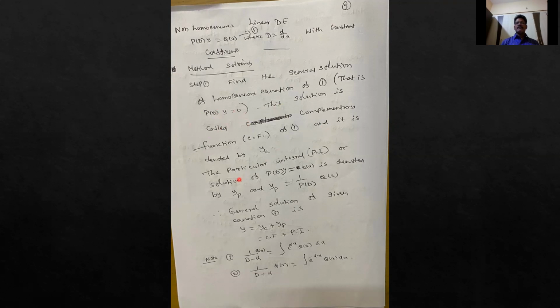Yc means complementary function. And how can we find the particular integral? The particular solution of P(D) of y equals Q(x) is denoted by Yp, and Yp equals 1 by P(D) Q(x). So the general solution of the given equation 1 is y equal to Yc plus Yp. That is, y equal to complementary function plus particular integral.